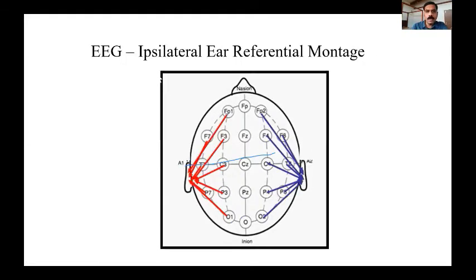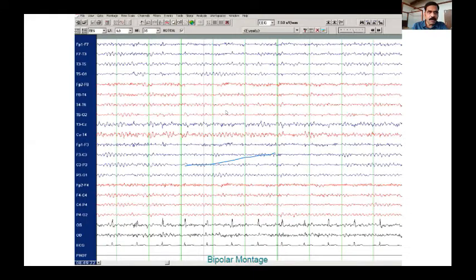Sometimes we can take all the leads and connect them to one particular lead. That is called a unipolar montage. Here in this example, we have connected all the leads to the ipsilateral A1. A1 is the auricular or the ear lead. So it's called an ipsilateral ear referential montage. So once you have seen the montages, then you come to the record proper.